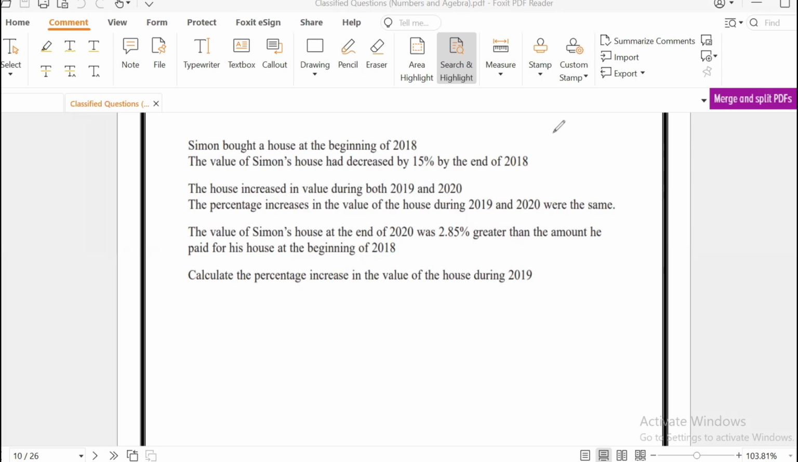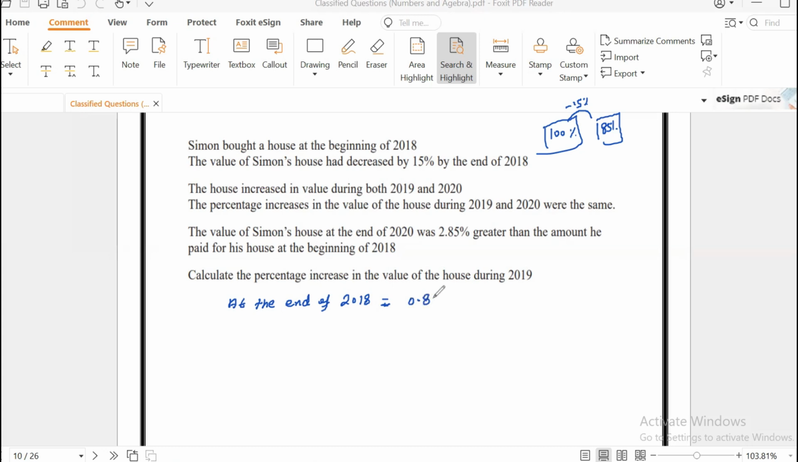2018. That means if it is at the start, let's suppose 100%. So a decrease of 15% means we have 85%. So at the end of 2018, the value of his house equals 85%, or we can say 0.85.